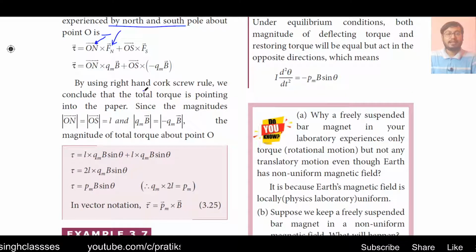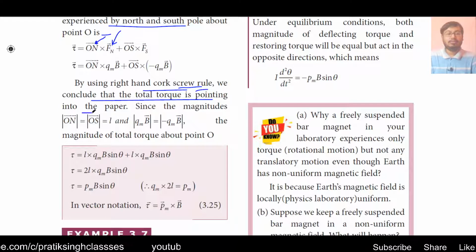By using the right hand corkscrew rule, which we already have seen in unit 2, we conclude that the total torque is pointing into the paper. Into the paper means the direction of the torque will be going inside the paper. Since the magnitudes of vector On and vector Os are equal to L, the length is L, and the magnitude of QmB is equal to the magnitude of minus QmB.